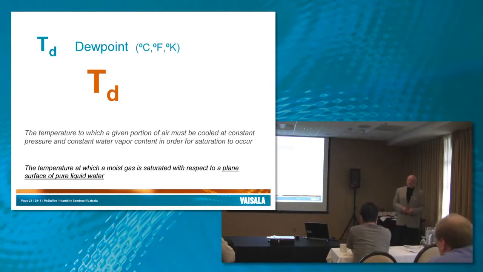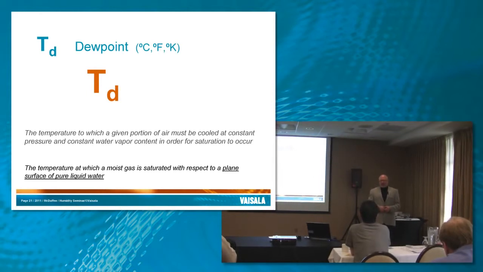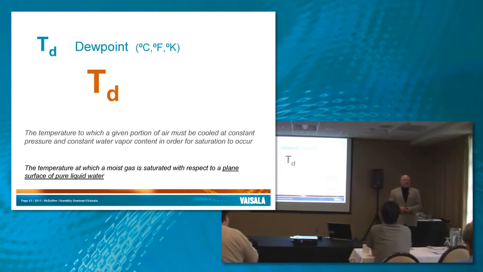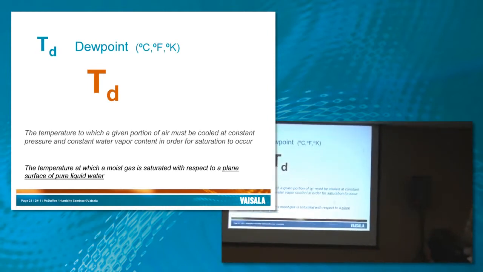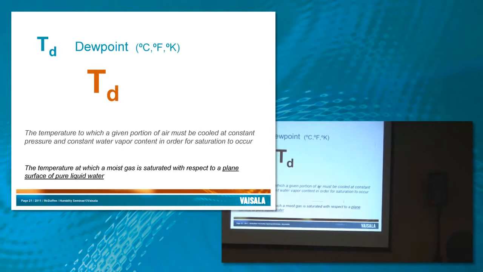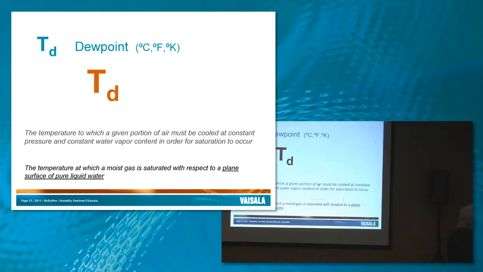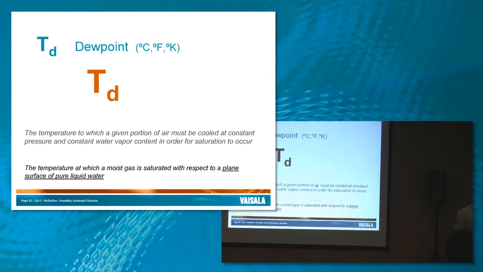But dew point, what is it? Well, there's a couple of definitions. One of them is it's the temperature at which a moist gas is saturated with respect to a plane surface of pure liquid water. Or another definition is it's the temperature to which a given portion of air must be cooled at a constant pressure and constant water vapor content before saturation occurs.